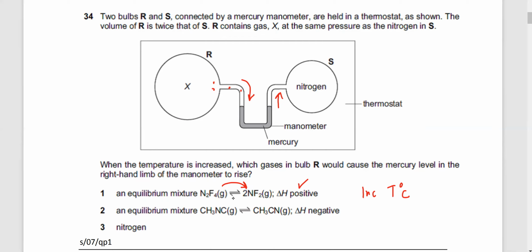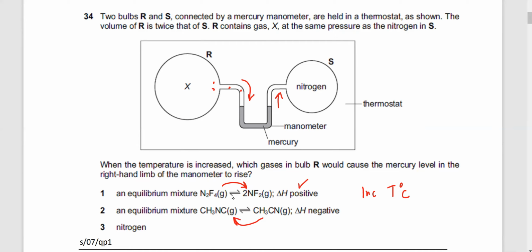What about two? No, because less gas will be formed because the equilibrium will shift to the left. But why would there be less gas formed? So it's an exothermic reaction. Okay, so it's going to go to the left. My question is, why is less gas formed?